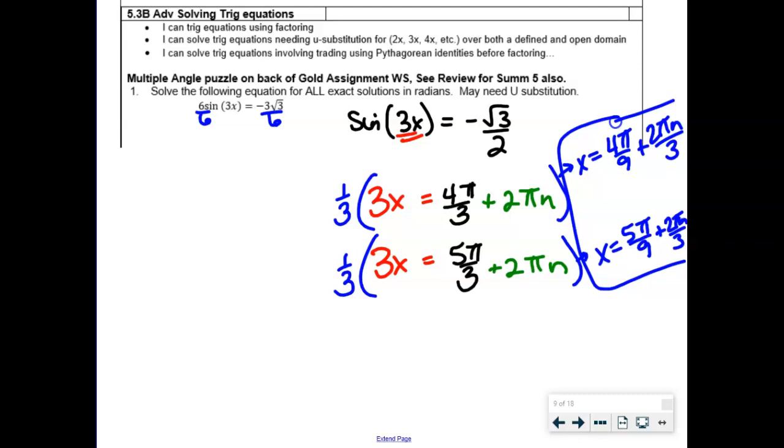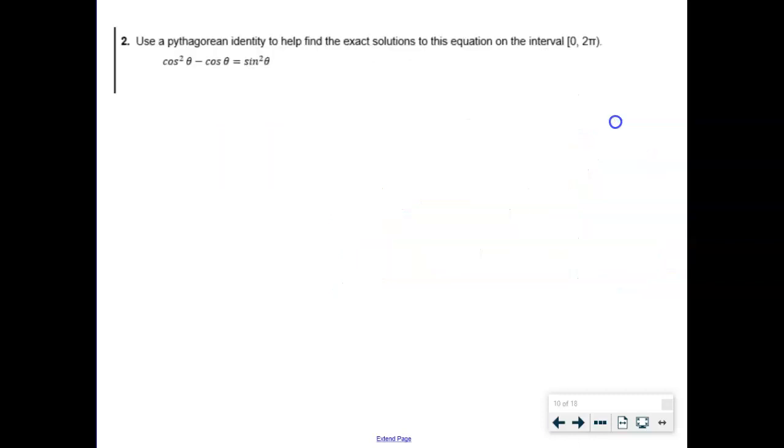However, in the same section, you're going to see questions like this. And it'll say, use a Pythagorean trade. Now, I get it. There's a lot of things on your formula card that you could trade out. But if I tell you Pythagorean trade, I'm telling you to look at the Pythagorean trades. The one that we keep using over and over again for these questions is cosine squared plus sine squared equals 1.